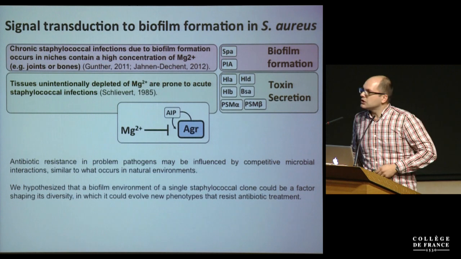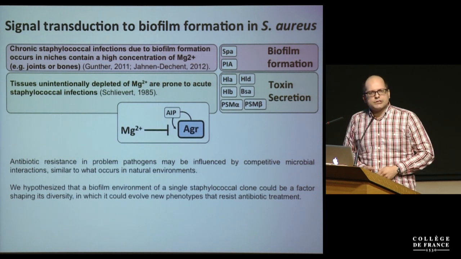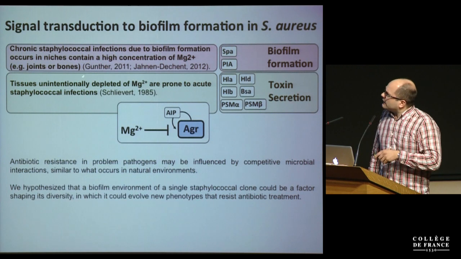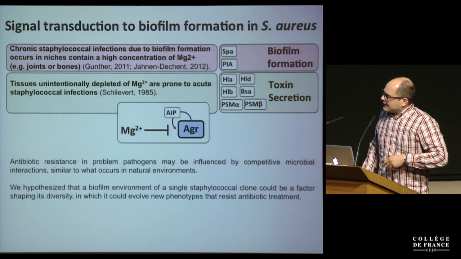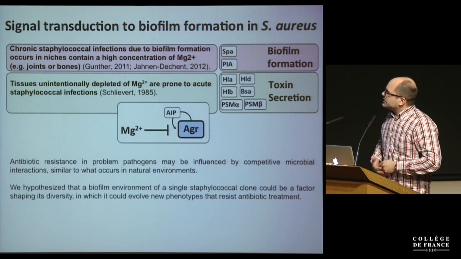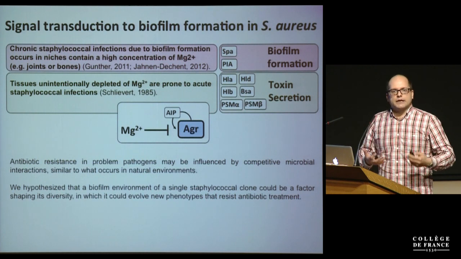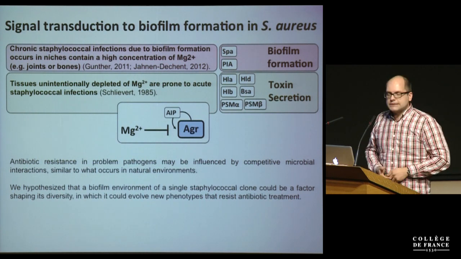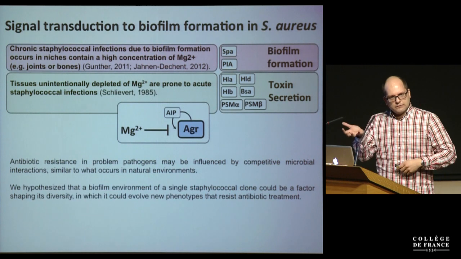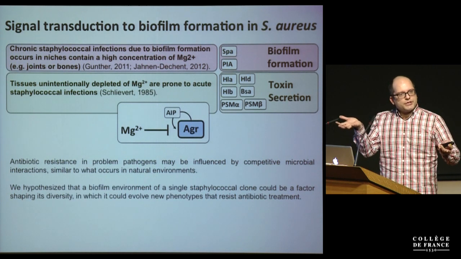resistance in these conditions. We came across two series of papers that gave us an interesting idea. In one case, there was a paper saying biofilm formation is particularly prominent in niches in the body that contain a high concentration of magnesium, like bones or kidneys. So it seems like magnesium-rich conditions are promoting biofilm formation.